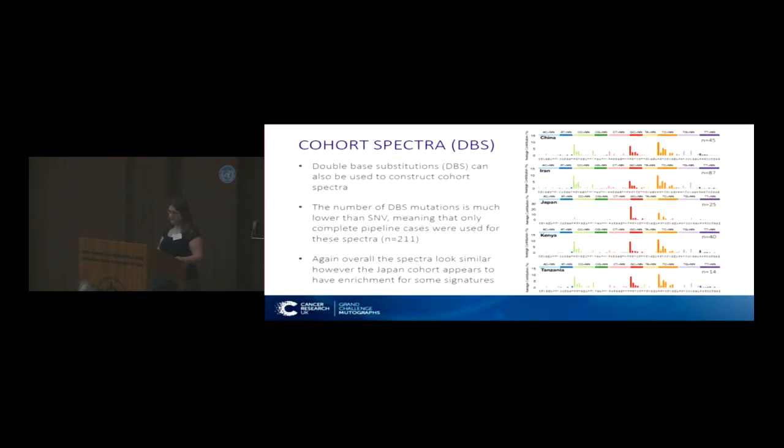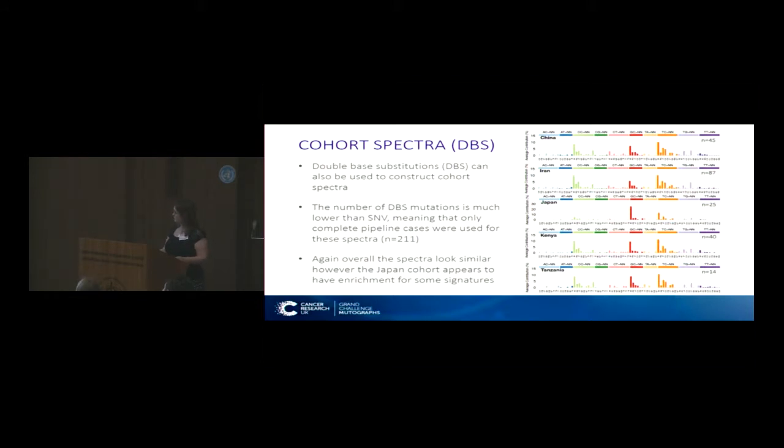So those were the single nucleotide variant versions. I also wanted to show you the dinucleotide versions of this. So this is where two bases next to each other in the genome are both mutated. And again, here you can see one spectra for each high-risk region, and they again look quite similar. However, you can see that the Japanese cohort in the scale is much higher than some of the other regions, so it goes up to 30% of the overall total mutation burden, whereas the others are around 15%, and this indicates that in Japanese samples there is some enrichment of some particular signatures.